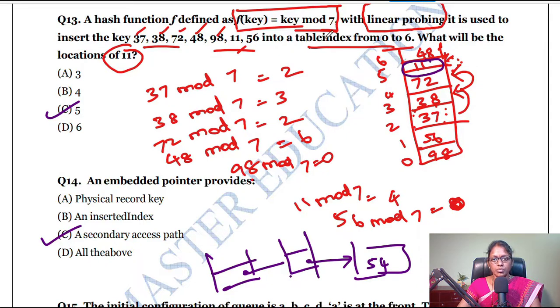You can also stop the process here itself, because the question is what will be the location of 11. So I found out the location of 11 is 5. And then for calculation purposes I am doing this 56. 56 mod 7 is 0. So 0 is already occupied, and so I am storing it in the first location. Okay, this is the structure, how it is stored as per the linear probing technique.